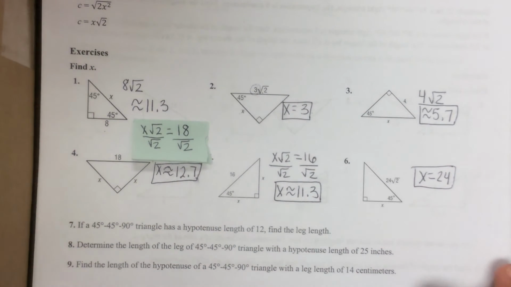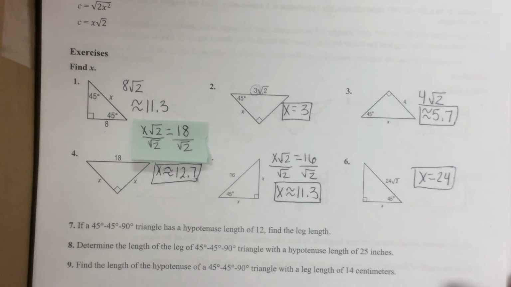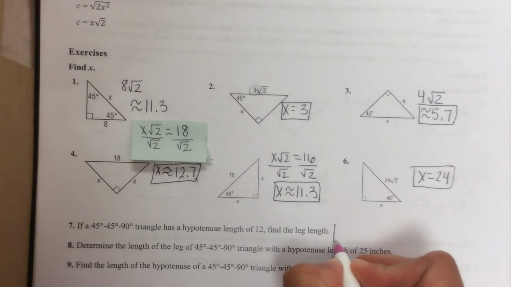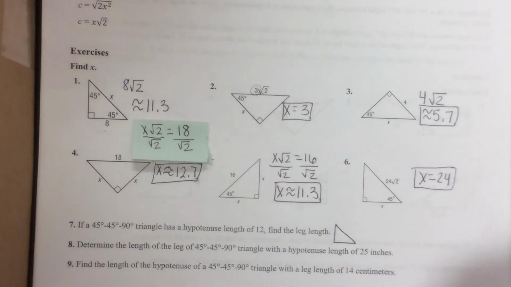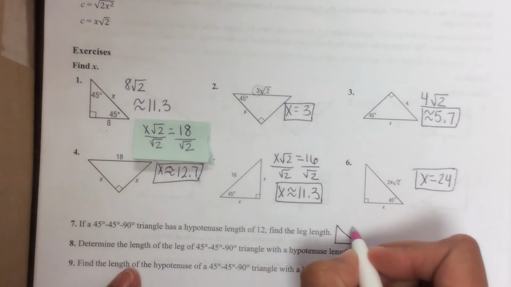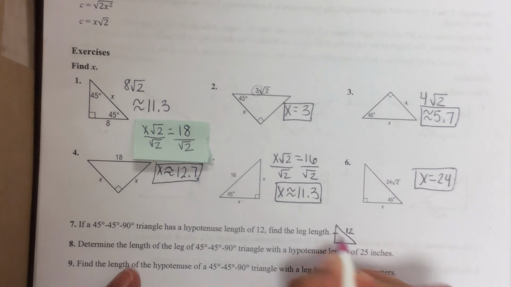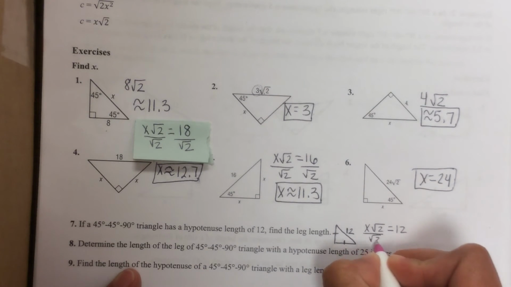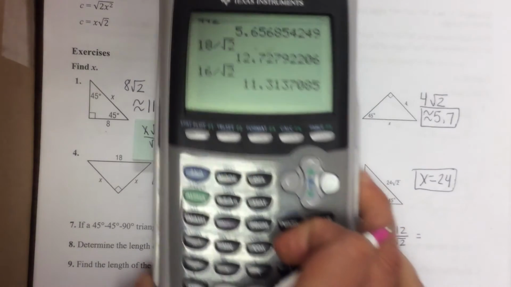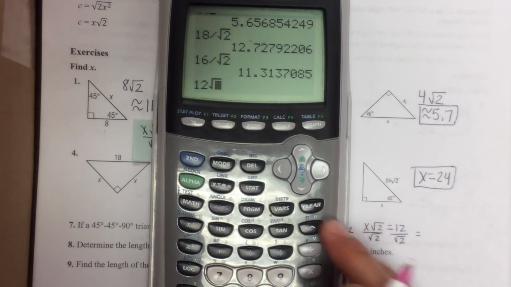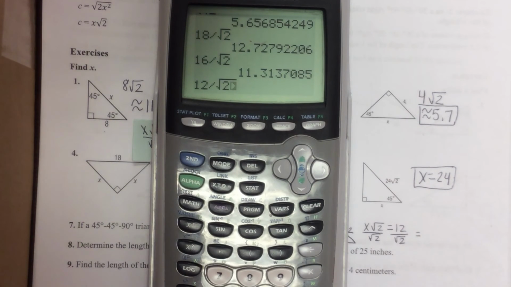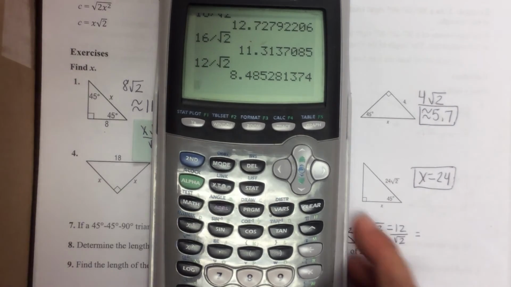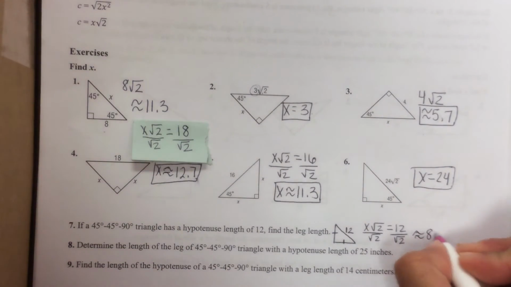Okay, number 7, if a 45-45-90 degree triangle has a hypotenuse leg of 12, find the length of the leg. Again, if we look at a triangle here, 45, 45, 90, and of course mine's not accurate, but we're talking about the hypotenuse being 12, so this leg here, not the ones that are congruent to each other. In order to find that, we know that x square root of 2 is equal to 12. We'll take that and divide it by the square root of 2, and when we type that into our calculator, that gives us approximately 8.5.